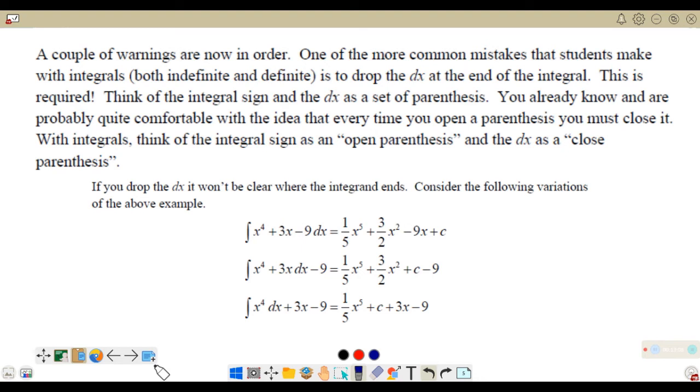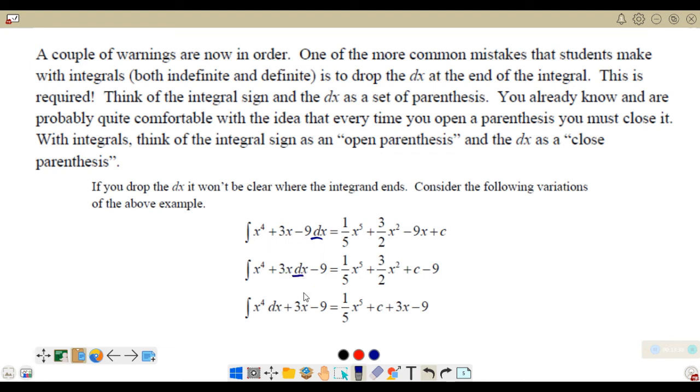Yung dinidiscuss ko nga pala kanina, ito yon. So, you have this on your module. Hindi ko na siya i-discuss. So, you are going to think of the integral sign and the dx as a set of parentheses. So, one is the open parenthesis and the other is the close parenthesis. So, you have to make sure that your dx is located at the end of your statement.